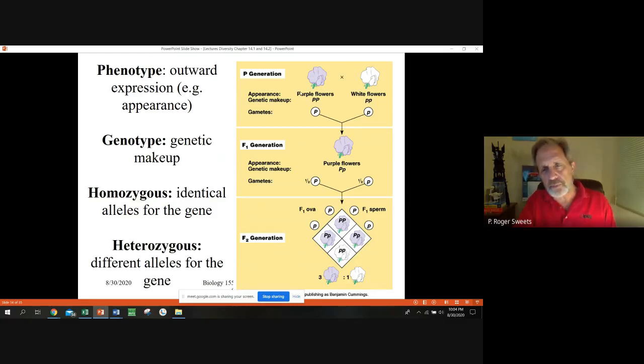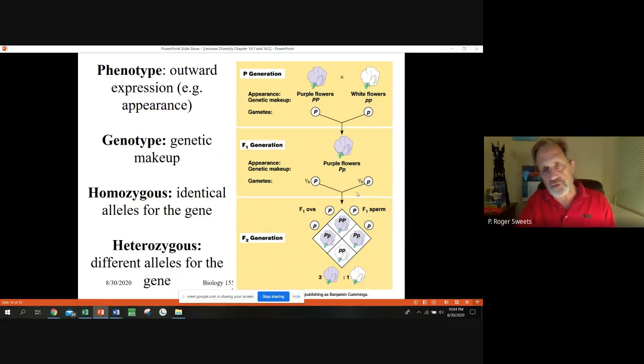Here's our appearance, purple or white. Here is the genetic makeup associated with that. Same thing in the F1 generation. The appearance is purple, but the genetic makeup now is a different combination, right? Not homozygous. Well, you have identical alleles for each gene, identical alleles within this gene, but heterozygous. We have different alleles for the gene, but only one is being strongly expressed, in this case, the purple.